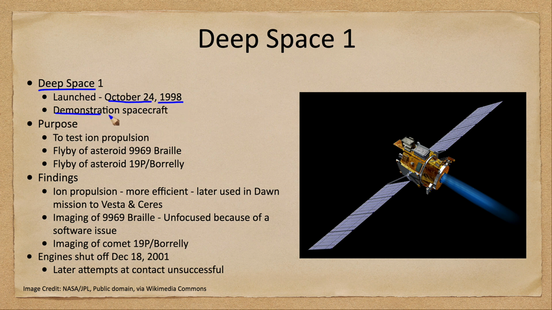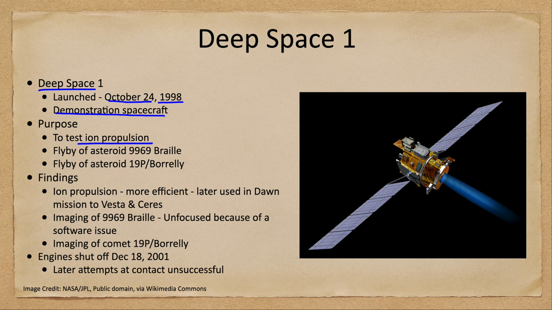In a way, it was a demonstration spacecraft, kind of trying out a few new things. And in fact, one of the main things was to test ion propulsion and to see how that would work in deep space. Now, it's a better way of being able to accelerate a craft as you can provide a continuous thrust and accelerate to a much higher speed much more efficiently.